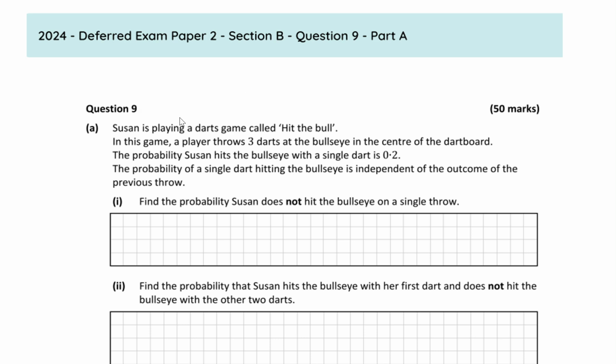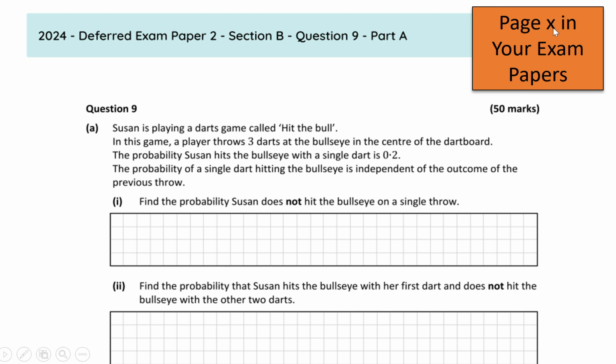Traditionally been on the exam. Right, this question here, next one, 2024 deferred paper. Lads are telling me there that for January 2006, this is on page 352 in your exam papers. It could, of course, be on a different page in exam papers in the future.